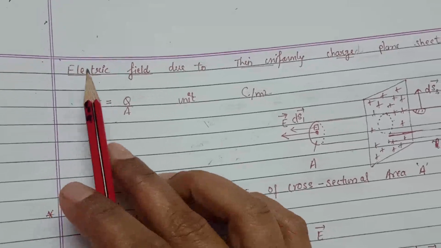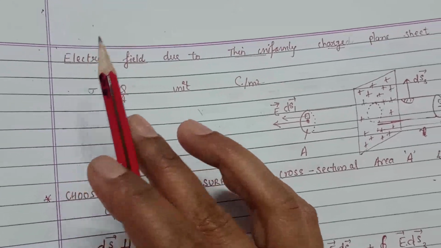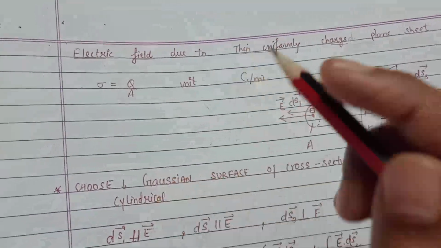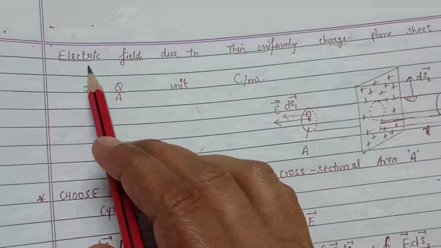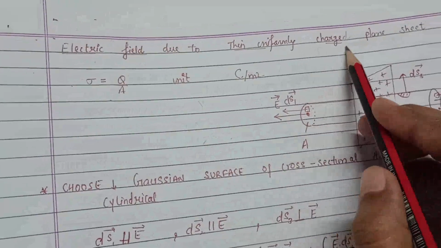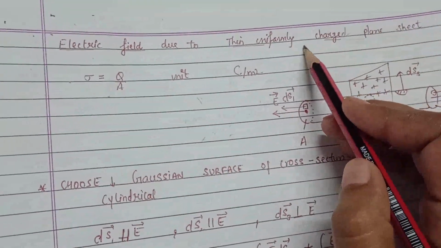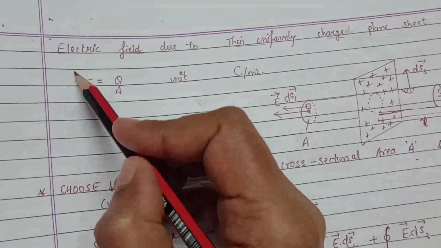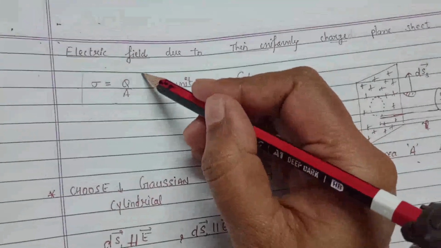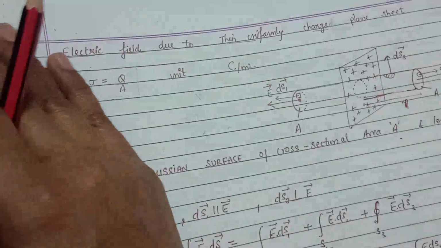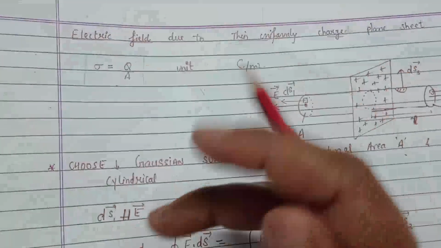Hello students, again I am here to explain the second application of Gauss theorem. And what is this? This is the electric field due to a thin uniformly charged plane sheet. So for this, firstly we have to be clear about the surface charge density. What is the surface charge density? First we will discuss it and then we derive the application of Gauss theorem.